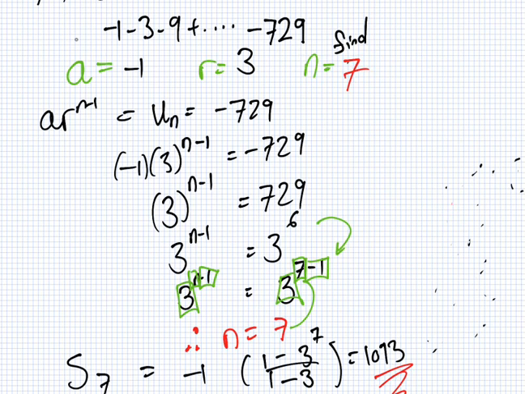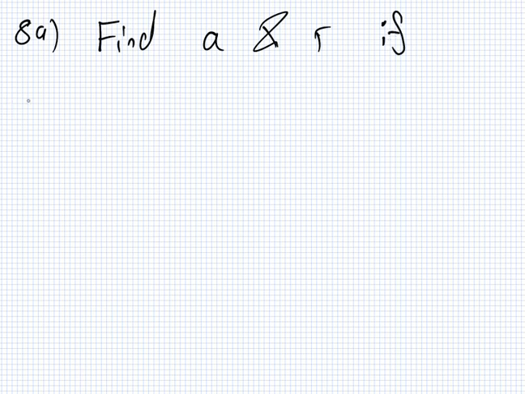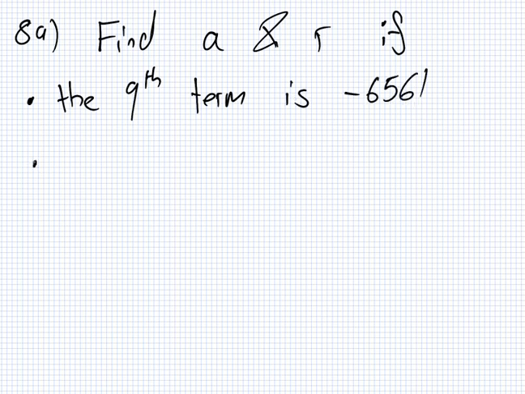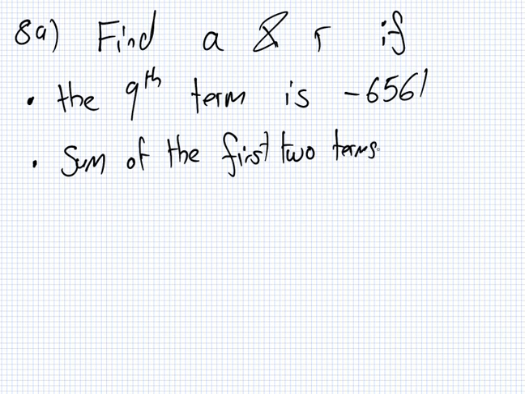I can scroll down? Yeah, okay. 8a. Find a and r if the 9th term is minus 6561 and the sum of the first 2 terms is 2, suppose.